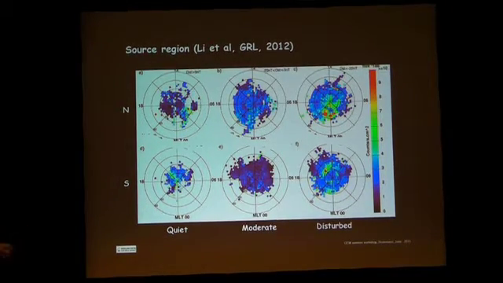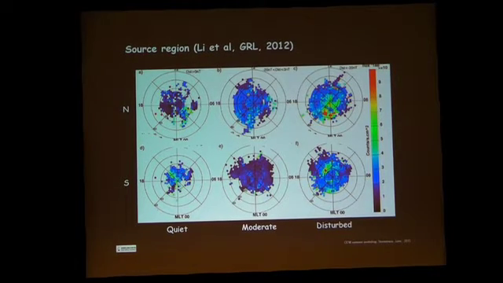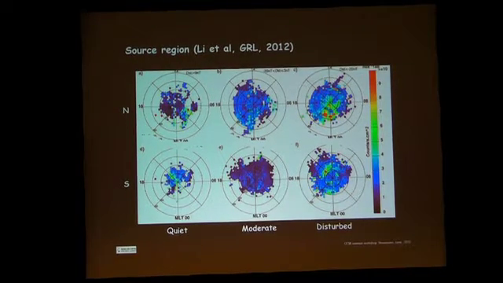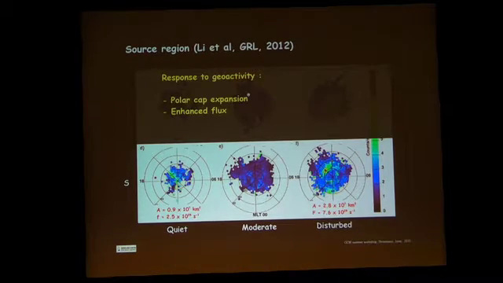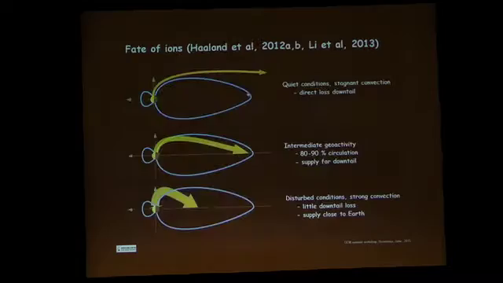And if you see the lower plot, there seems to be some additional cold outflow from the region near the cusp. These are regions we normally associate with more energetic, and more oxygen outflow also. Once again we see the expansion of the polar cap and the enhanced flux during disturbed conditions.